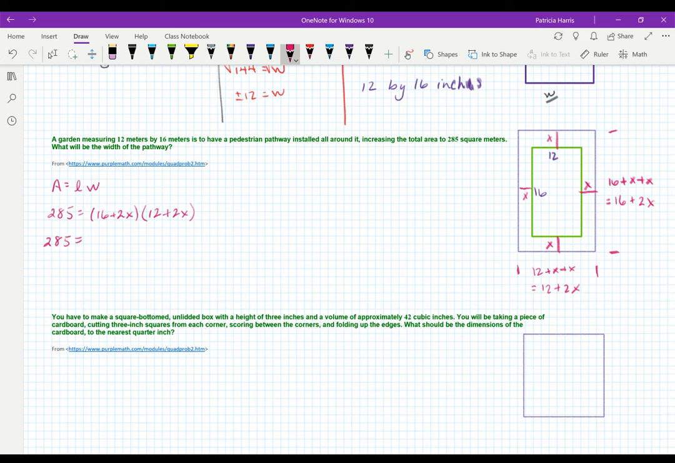So using the distributive property, I get 192 plus 32x plus 24x plus 4x squared. We're going to combine like terms.